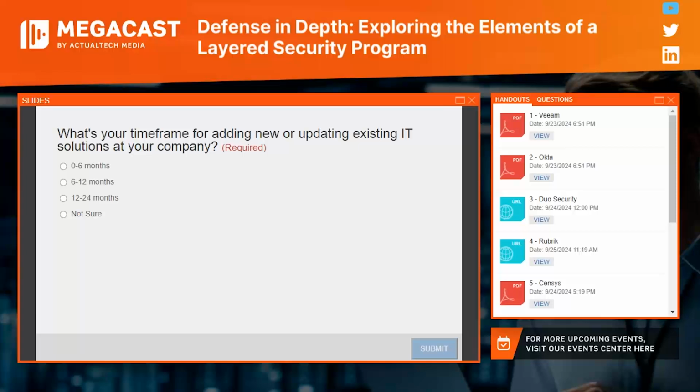And I wanted to throw up our first poll question of the event. What is your time frame for updating existing IT solutions at your company? 0 to 6 months, 6 to 12 months, 12 to 24 months, or are you not sure? Let us know right now.